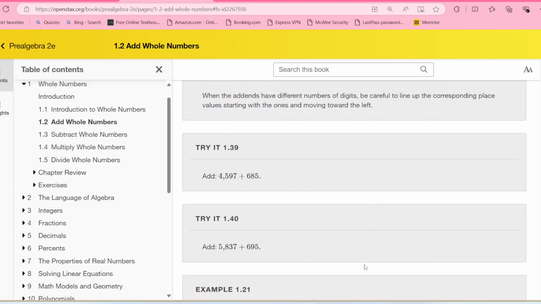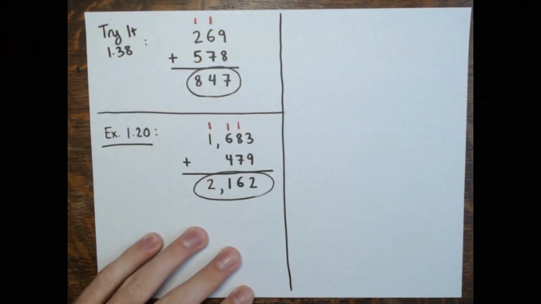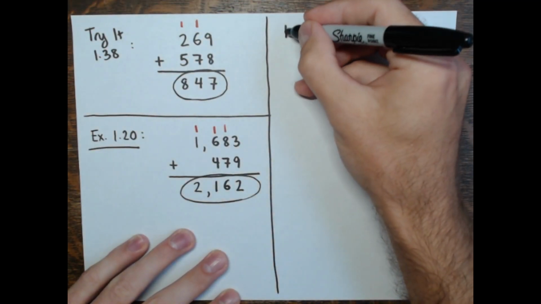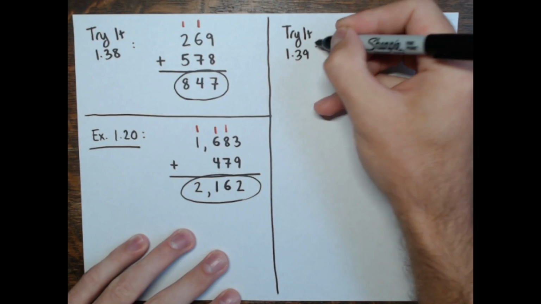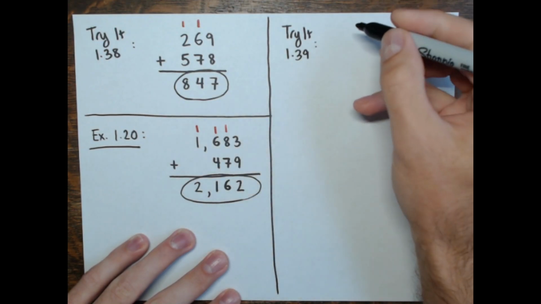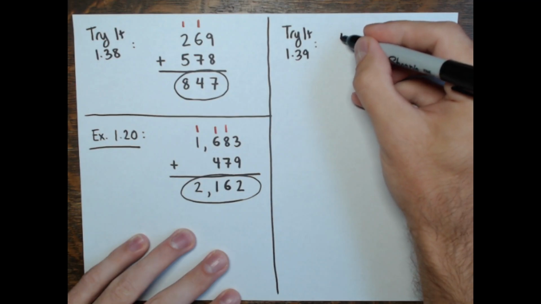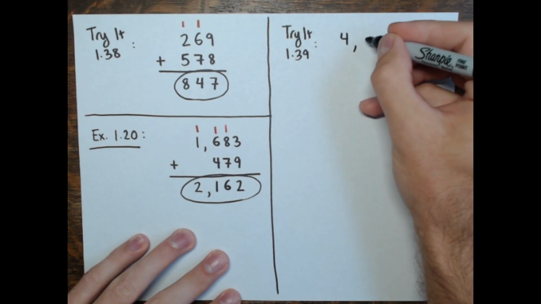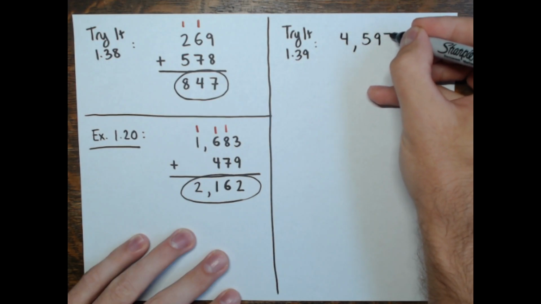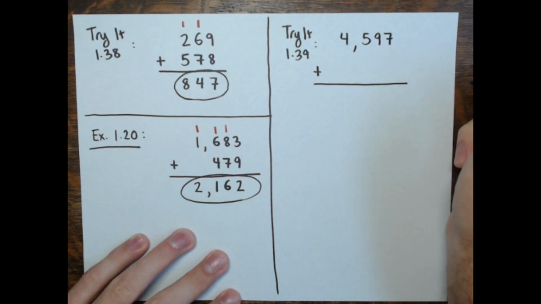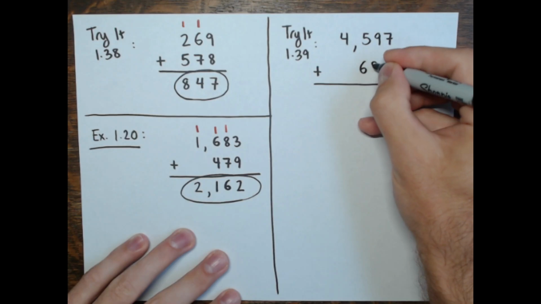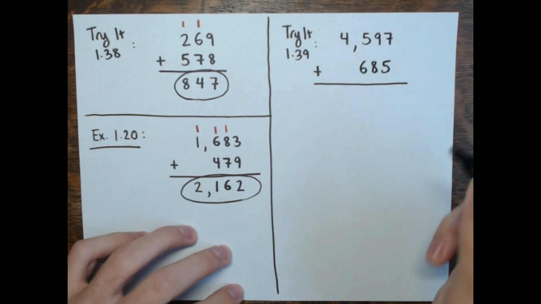All right, so they got some try it problems that are very similar to this previous example. So now we're on try it 1.39. So another one where we have a 4-digit number, 4,597 plus 685, lining up all the correct place values.